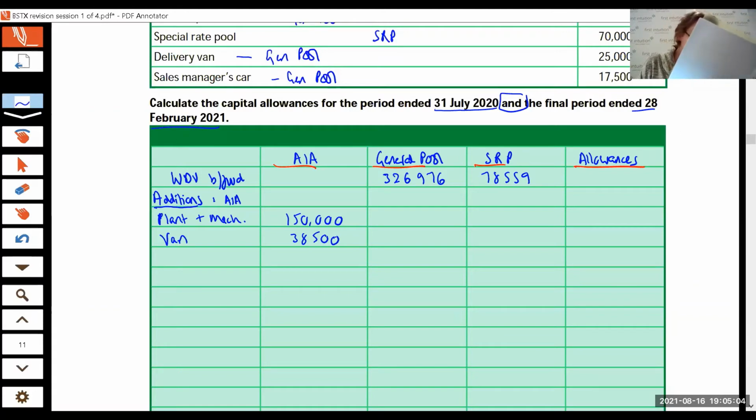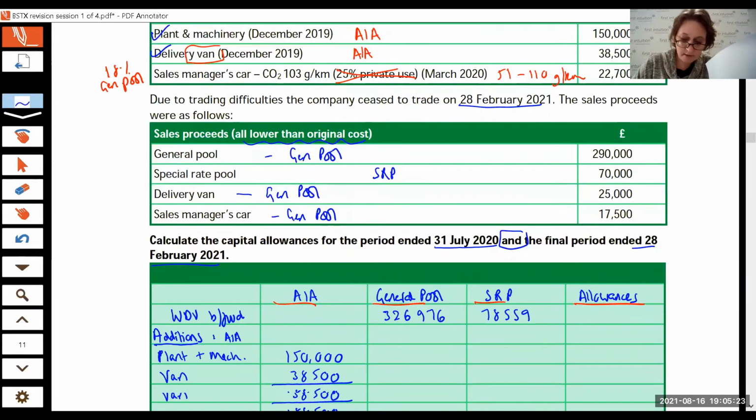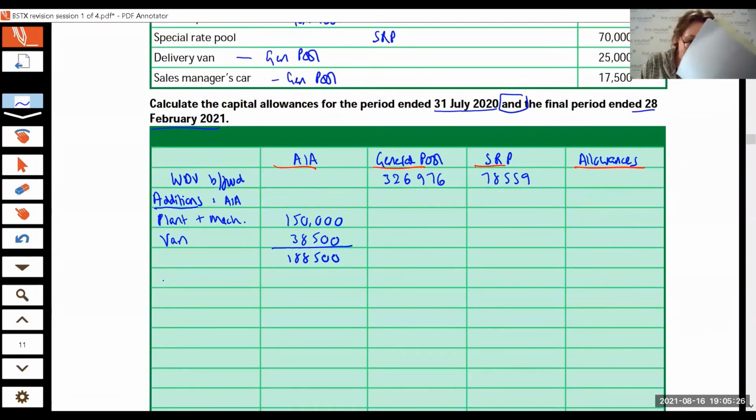Now, what I would do at this stage, perfect world, I've got lots of space, I'd probably even subtotal those. And then I'd say they're the ones that qualify for AIA. So let me just stop there for a minute because I only want to deal with these so far. I've dealt with those 2. The other one's going into my general pool. So let me claim my AIA. It's 100%. So that means all of that is going to be claimed. And it's all going to go to my allowances column.